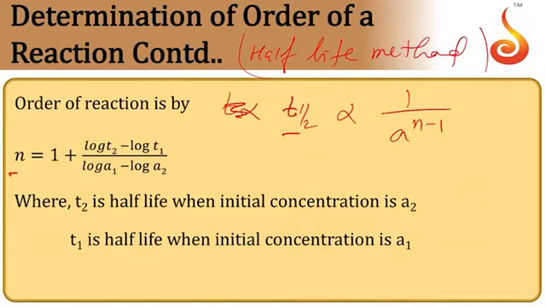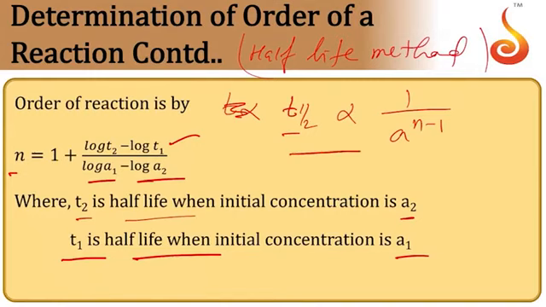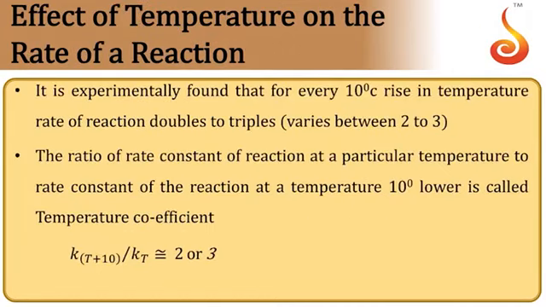N, the order of reaction, is given by 1 plus log T2 minus log T1 by log A1 minus log A2. Here T2 is the half-life when the initial concentration is A2, and T1 is the half-life when the initial concentration is A1. The principle used is that half-life is proportional to 1 by A power n minus 1. In that way, this can be used to find the order of reaction.